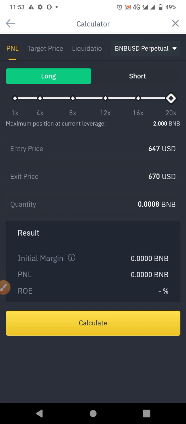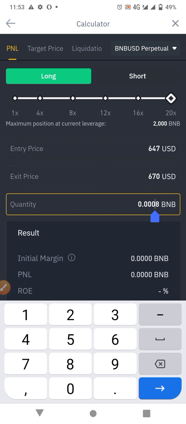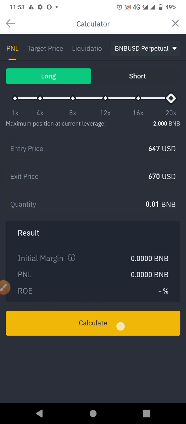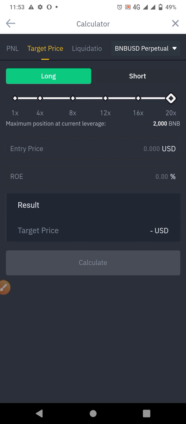I'll now calculate. Let's assume that the number of BNB I use is small. Let's assume that I use 0.01 BNB. I set my leverage. Let's assume that I use 5x. Why is this thing not working?